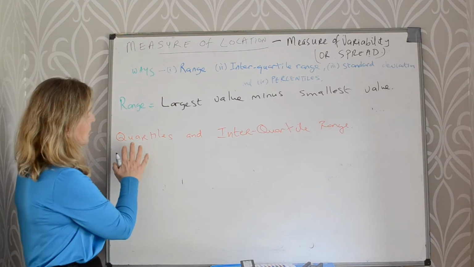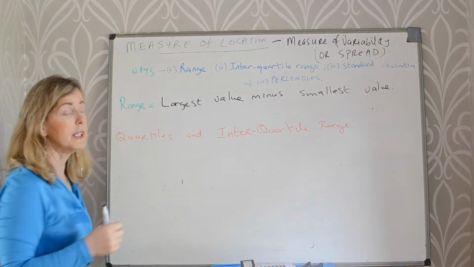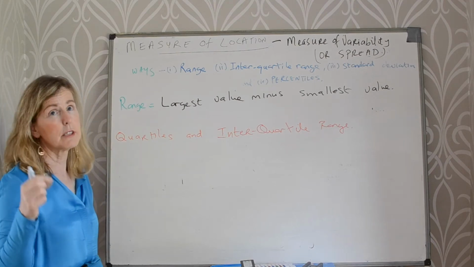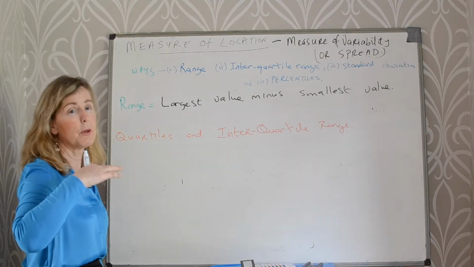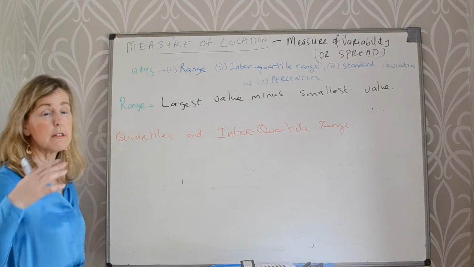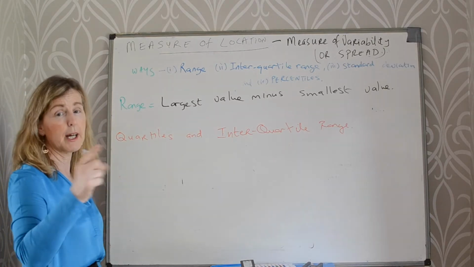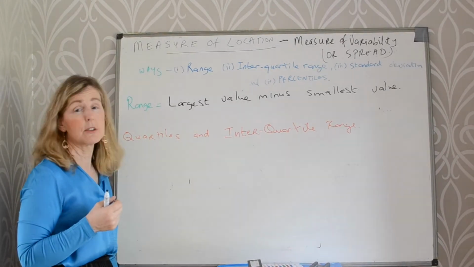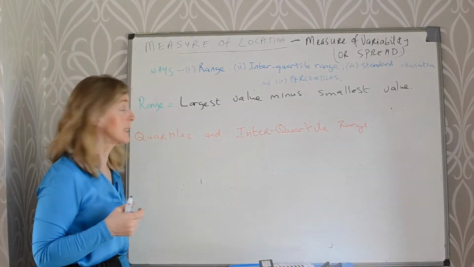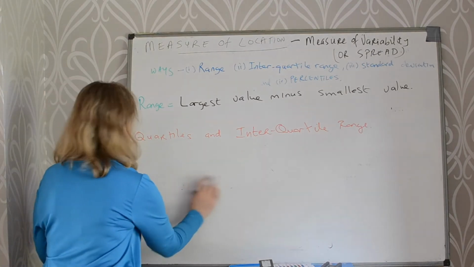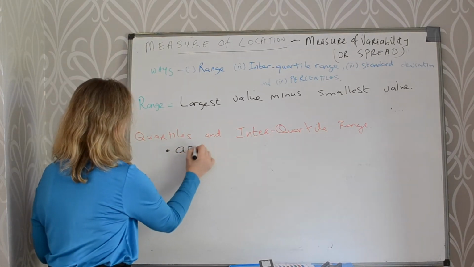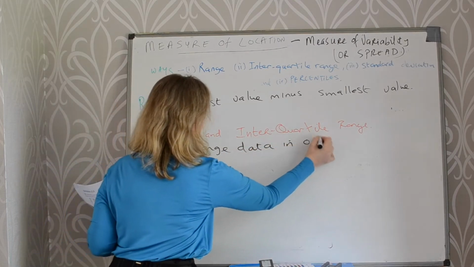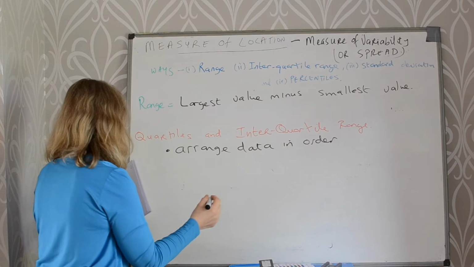Now the next thing we're going to look at is the quartiles and the interquartile range. Basically, you get your data and write it down in order from the smallest to the biggest. You divide your data in half, and then each half is halved again, so you end up with the data spread out in quarters, if that makes sense. So write that down: arrange the data in order, again starting at the smallest, going to the biggest.